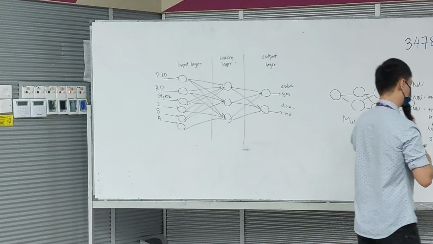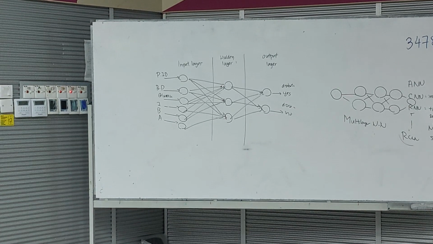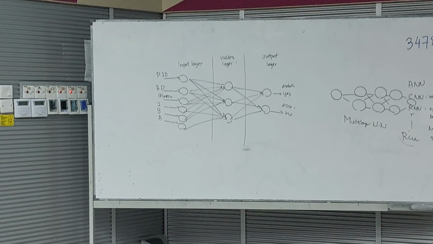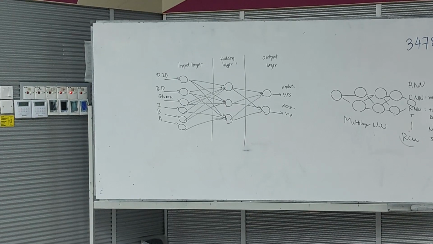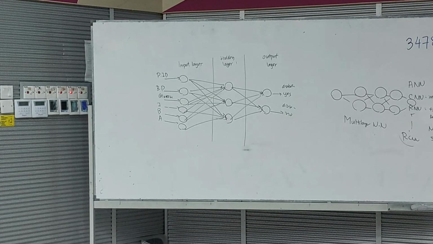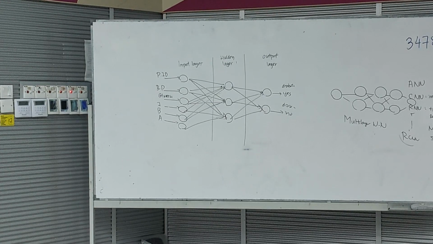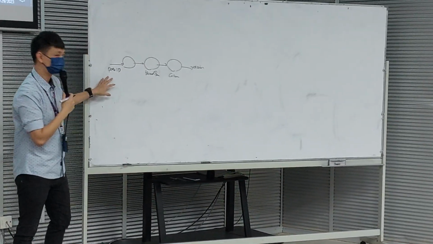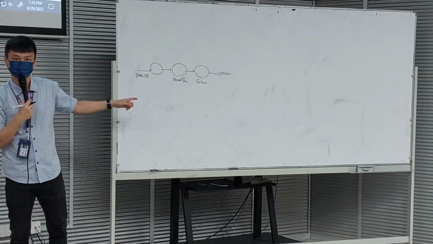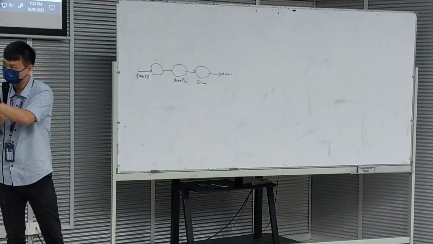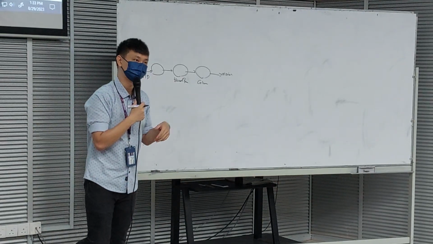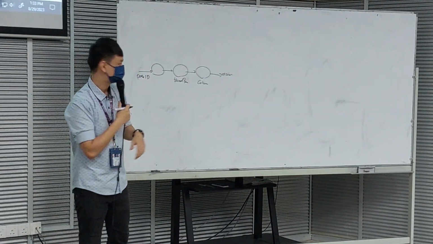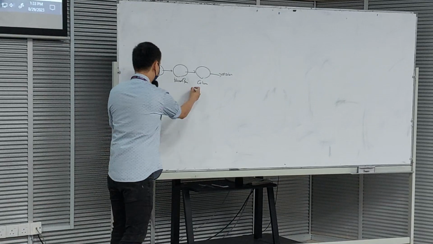Some answers I get from the students, they draw like this. Patient ID, then they send to blood pressure, then they send to glucose, and they send to diabetes. This is the common answer I receive from students. This is not true. Always remember, input layer is only for input, hidden layer is for neurons, and output layer is for output. This is all input. This is wrong.